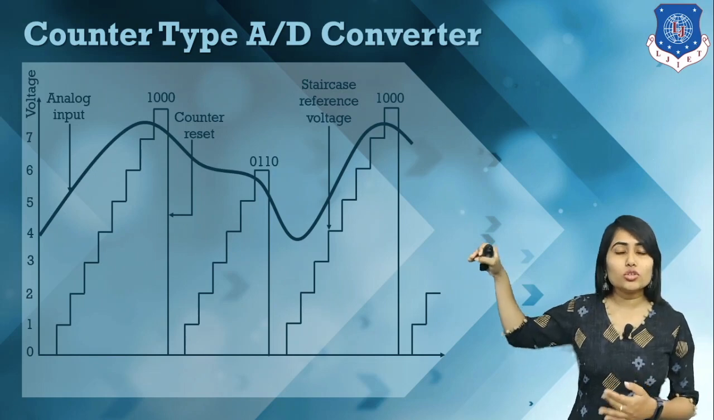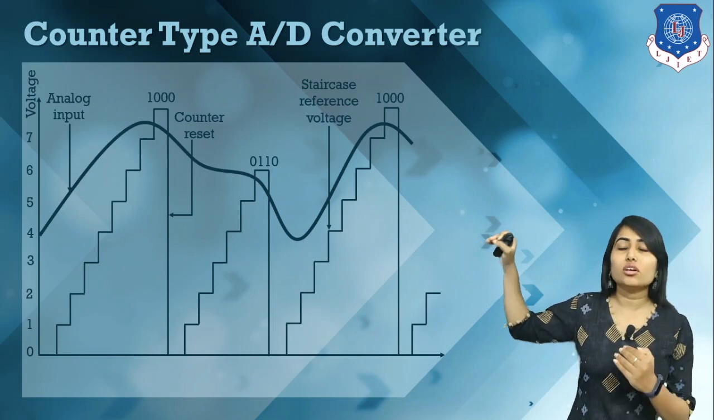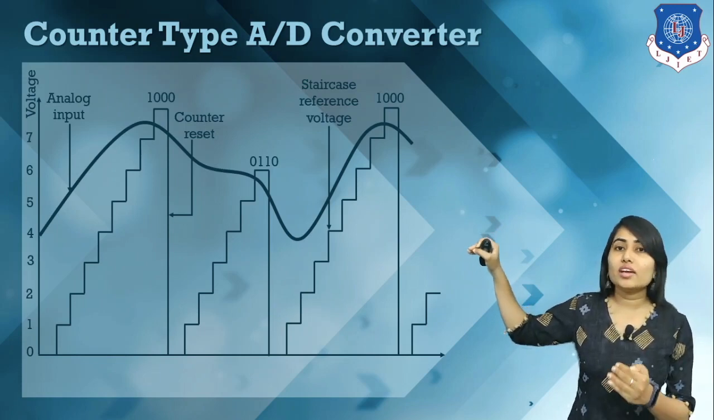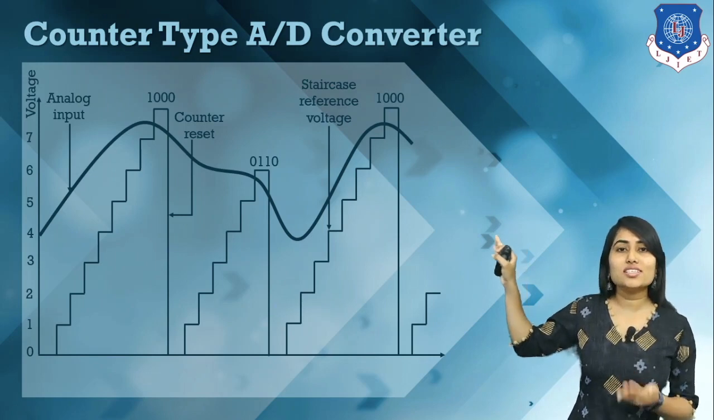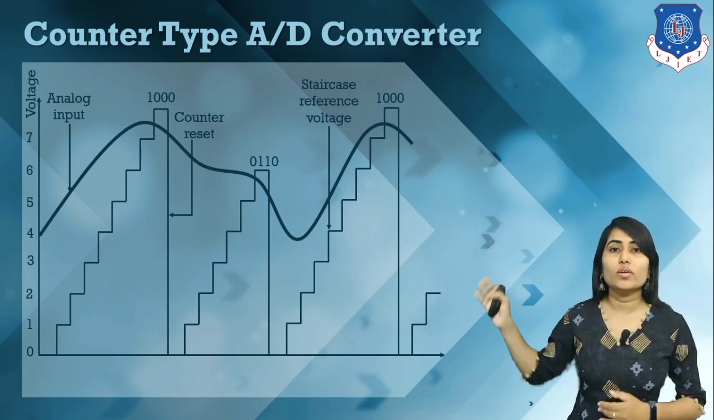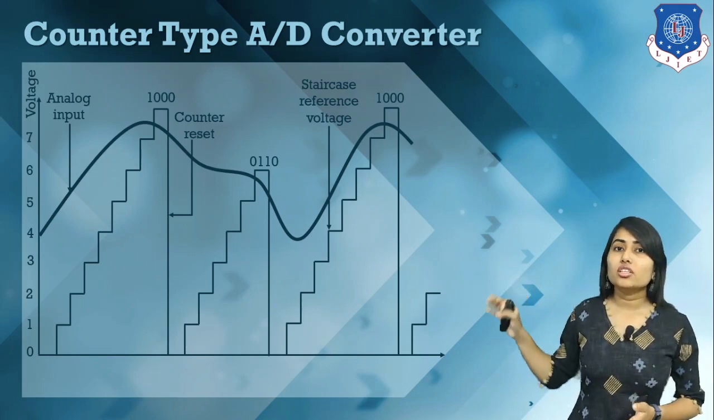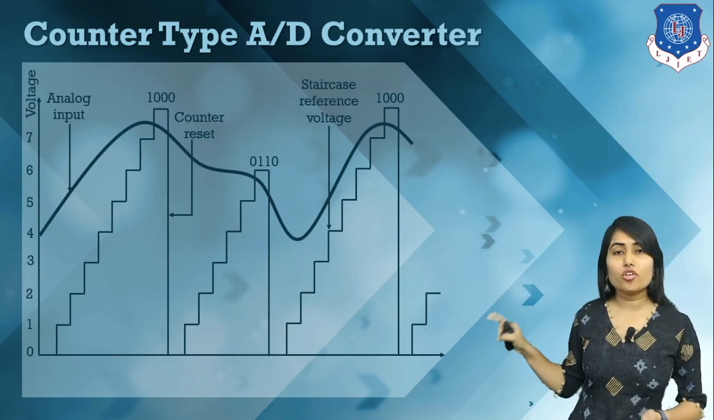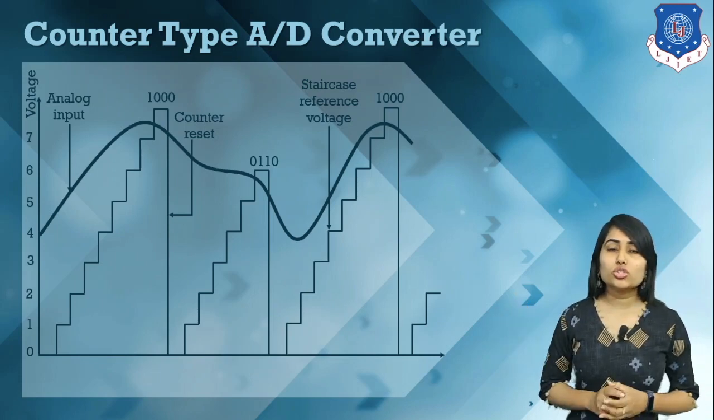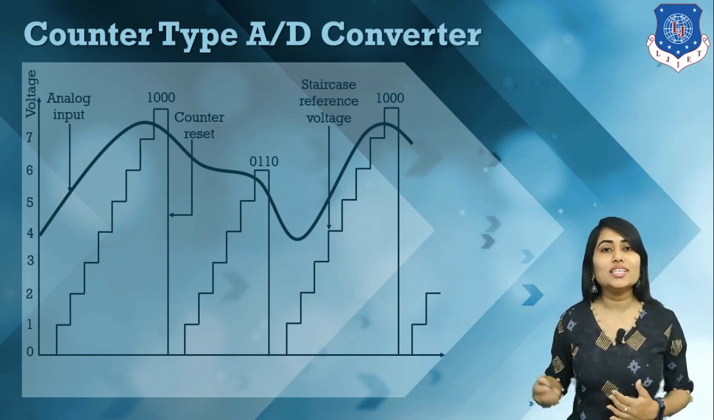It will count the values, and whenever it reaches the value of our input voltage, the counter will reset, and here we have the output voltage in digital form, that is 1001. For the next input voltage, this counter circuit will count like this, and then it will be reset for the next input voltage. So this is how the counter type analog to digital converter circuit converts our analog information into digital form.